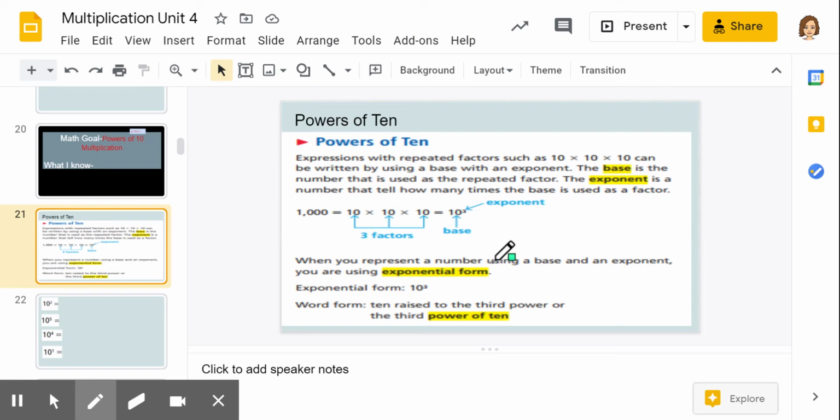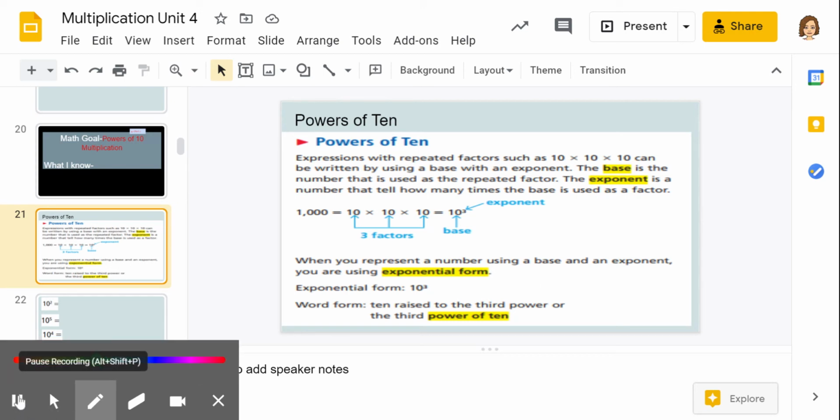When you represent a number using a base and an exponent, you are using exponential form. So that's one way that some people refer to it, exponential form. So this is 10 to the power of 3. That's the way I say it, 10 to the power of 3. Another way to say it is 10 raised to the third power or the third power of 10, but I like to say 10 to the power of 3. But so many different ways. Those are just different ways that people express it or say it. So let's take a look at them.